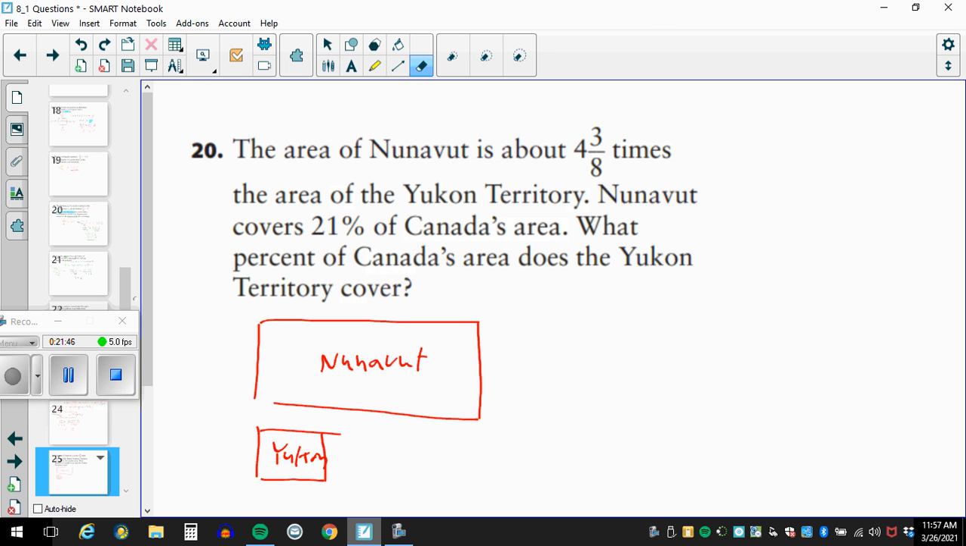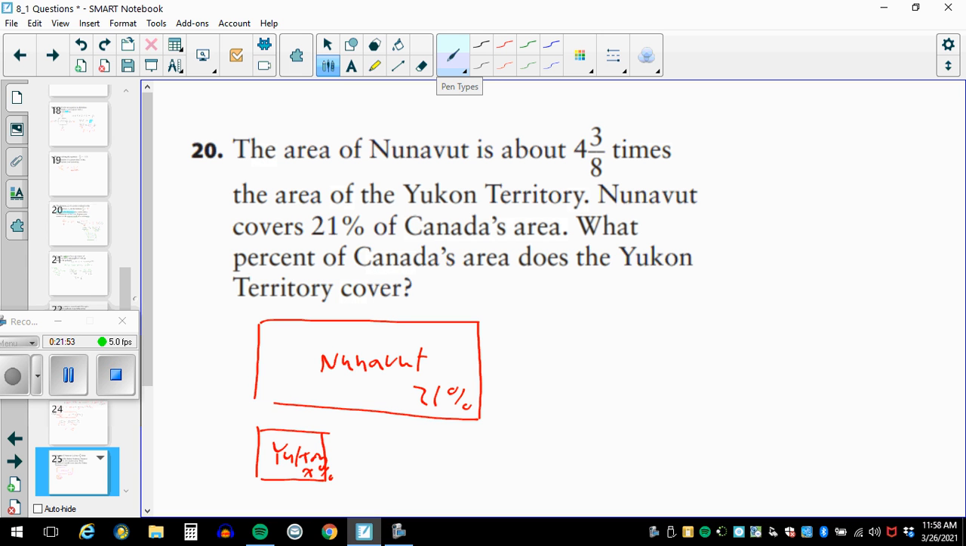And what I'm also going to use for a strategy is I'm going to make an easier question. And this is 21% of Canada. This is x% of Canada. We don't know. Okay. So if Nunavut was 3 times as big as the Yukon, so to put that in perspective, 3 Yukons would equal 1 Nunavut. What percent of Canada's area would Yukon be in this context if Nunavut was 3 times as big as Yukon? It would be 7%. This would be 7, this would be 7, this would be 7. 3 of them would make that.